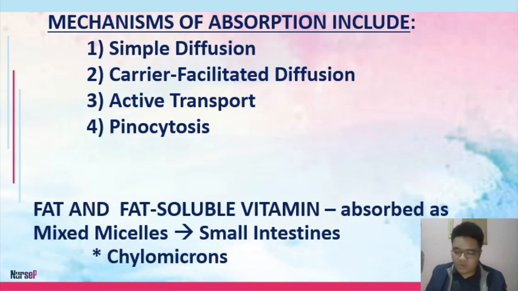For your pinocytosis, it is where a certain type of cell would take in the substance and then have this substance transported to other parts of the body. In that case, that will be from the surface of the small intestine to the bloodstream. So, pinocytosis. Now, we have fat and fat-soluble vitamins. Your fat and fat-soluble vitamins are absorbed as mixed micelles. Okay? These mixed micelles would enter your small intestine.